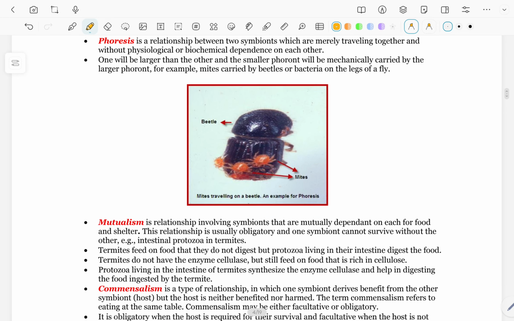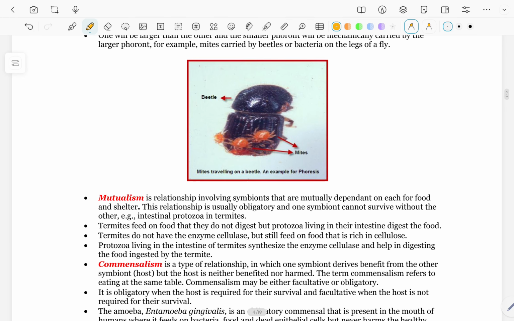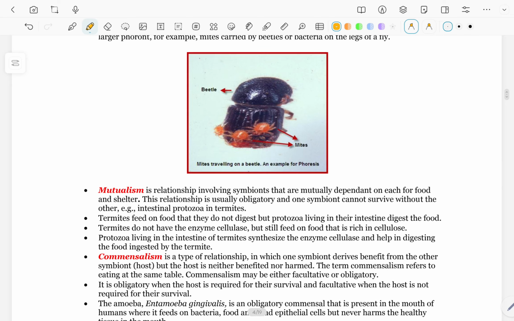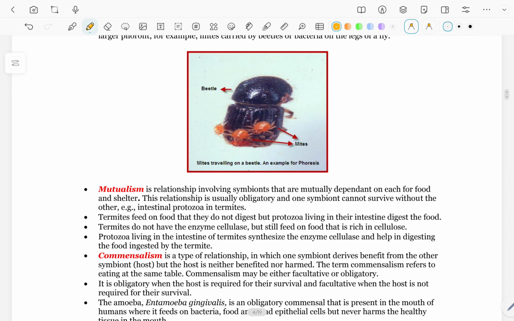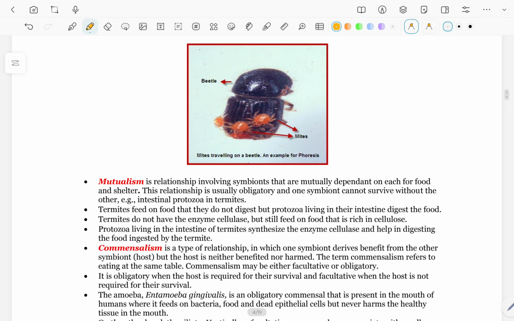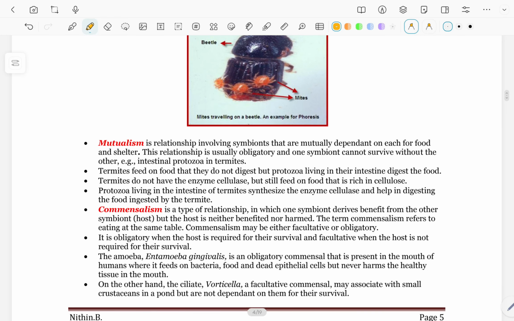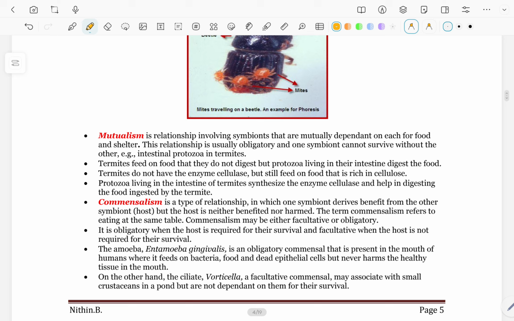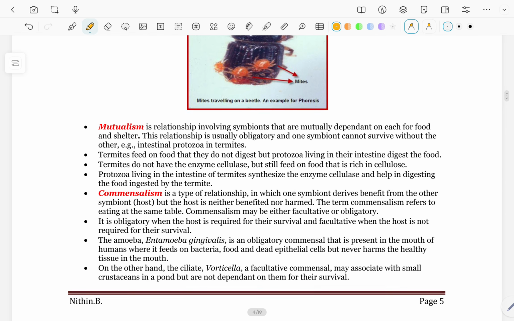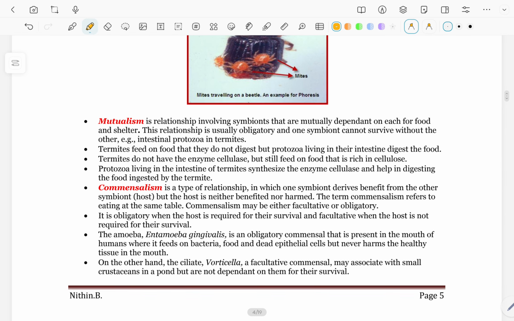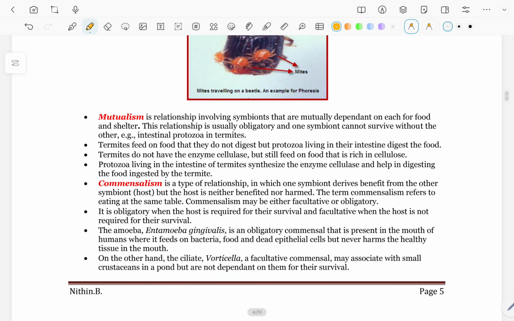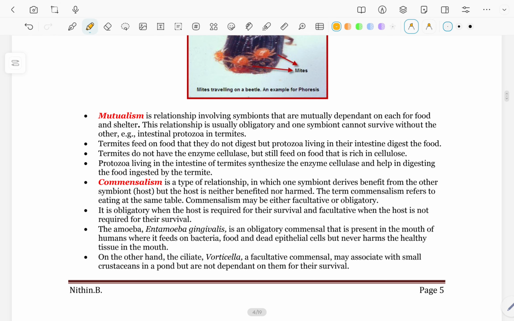Mutualism. Mutualism is a relationship involving symbionts that are mutually dependent on each other for food and shelter. The relationship is usually obligatory, and one symbiont cannot survive without the other. Example: intestinal protozoa in termites.